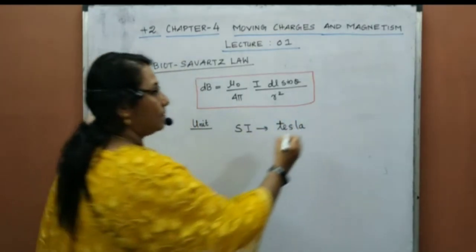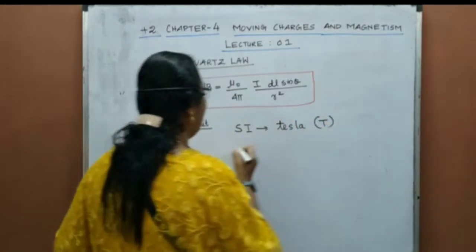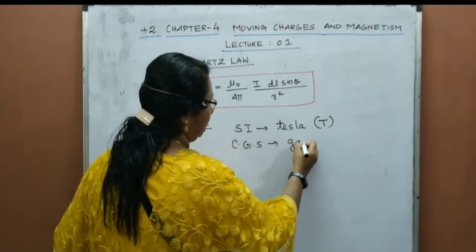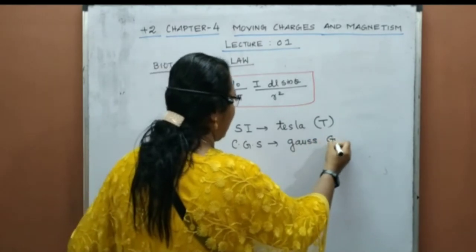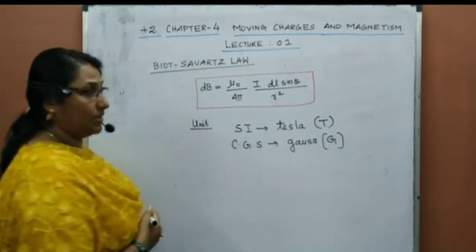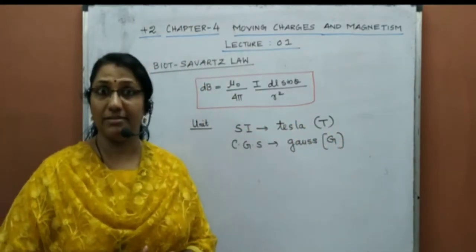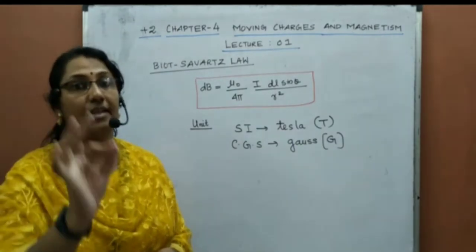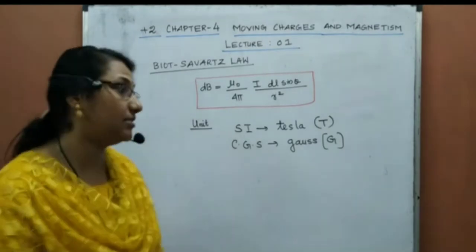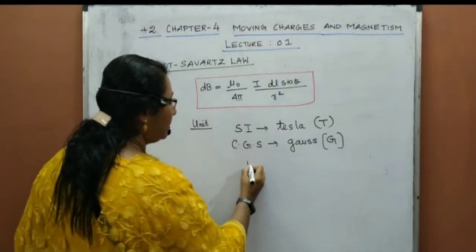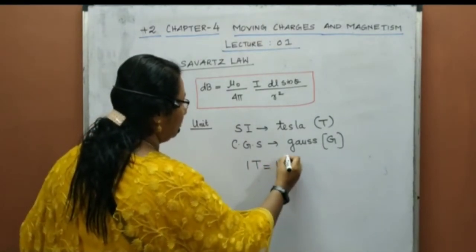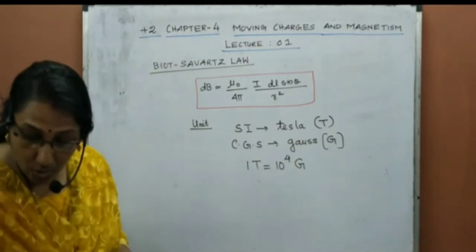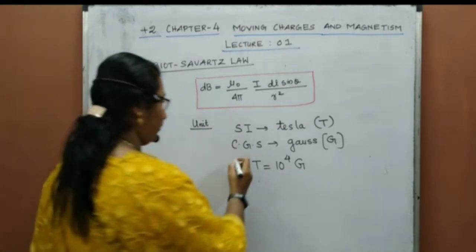Tesla, represented by capital T. Whereas in the CGS unit, it is Gauss, represented by capital G. We want the SI unit, but sometimes the numericals are given in Gauss also. The SI unit of magnetic field is Tesla and the CGS unit is Gauss. We also want the relation connecting Tesla and Gauss: 1 Tesla is equal to 10 raised to 4 Gauss.